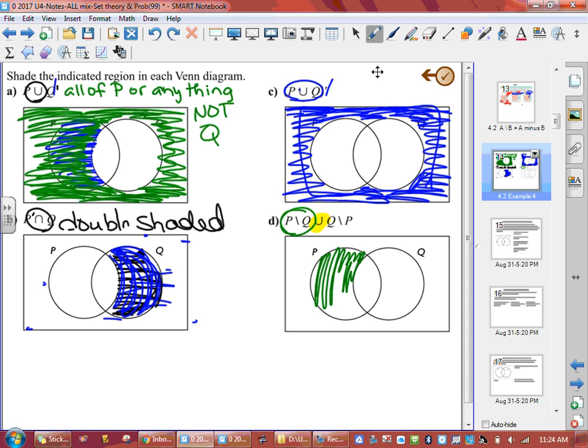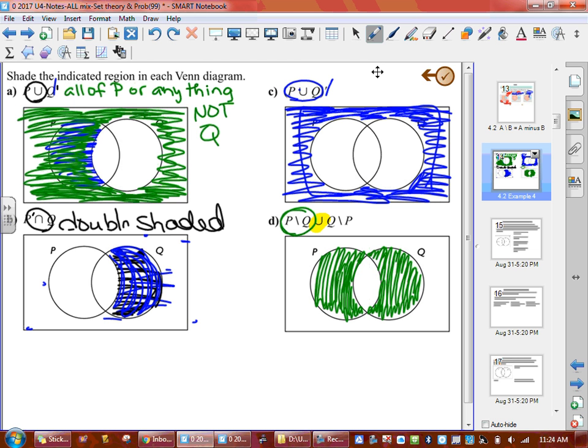Then it says, or the Q part minus the P. So it wants just the circles, but not the overlap. Because you have to see Q minus the P. You're shading the Q circle without the P part in it. And over here, you're shading the P part without the Q in it.